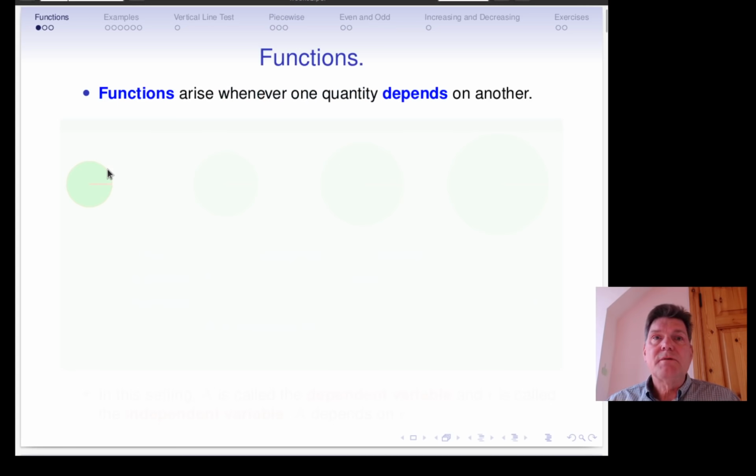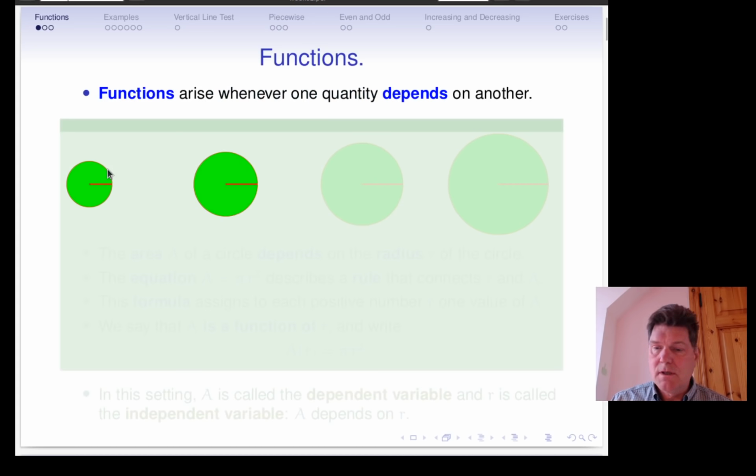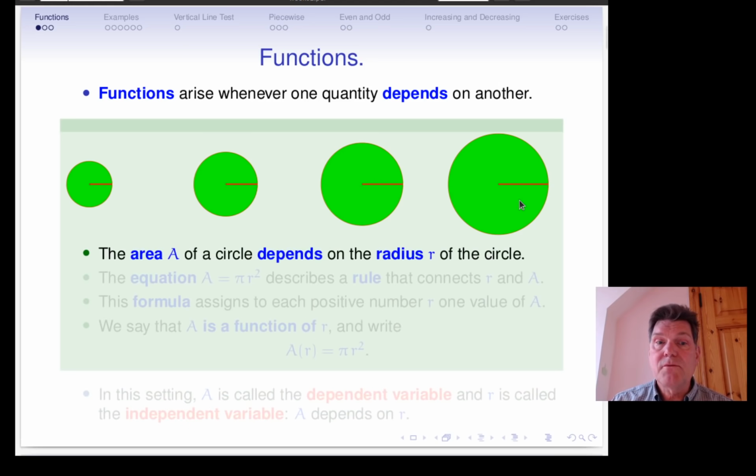It's not really a surprise, because functions arise whenever one quantity depends on another. Here I have a simple example. I have a collection of circles, and obviously I have the radius of the circle marked as a red line, and obviously the larger the radius of the circle, the larger the area will be. That describes a dependency of the area on the radius of the circle. And the area, called capital A in what follows, of a circle depends on the radius, called little r.